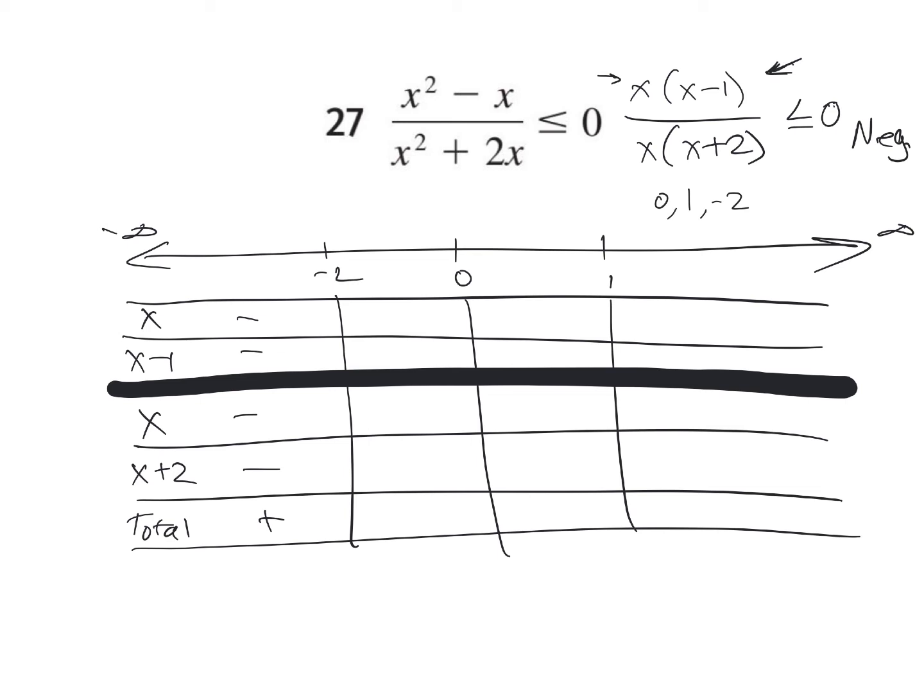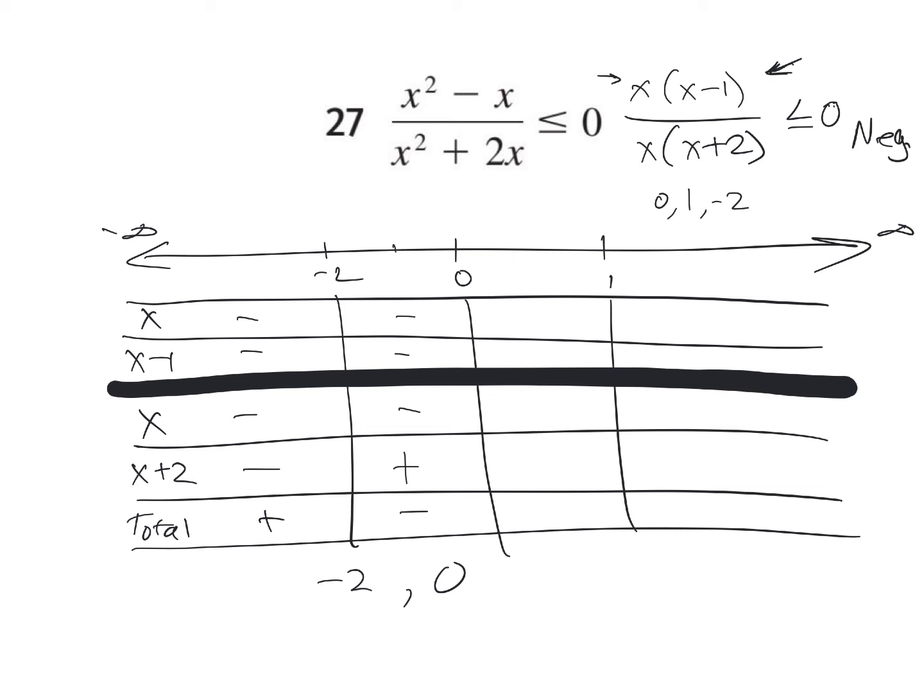Between negative 2 and 0, how about negative 1? That'll be a negative. Negative 1 minus 1 is negative. Negative 1 again on the x, and negative 1 plus 2 is positive. That altogether is going to give us a negative. So from negative 2 to 0, now the question is, are these closed or open?